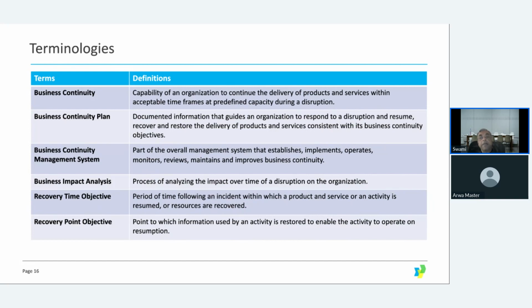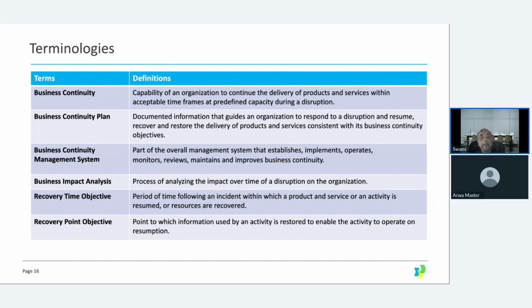Business impact analysis. Before we implement our business continuity management system, we are supposed to conduct the business impact analysis. Business impact analysis is a process of analyzing the impact over time of a disruption on the organization. How it is going to affect, and what are the recovery time objective and recovery point objective times that we are going to set. Within that, how can we improve to reduce the downtime from the system perspective.